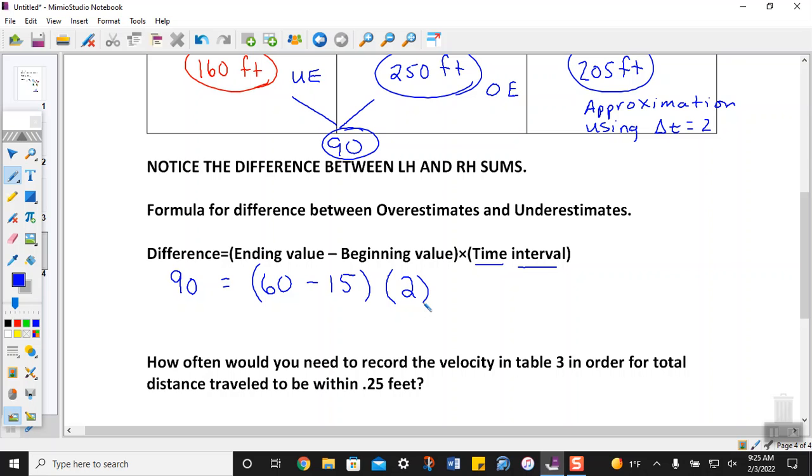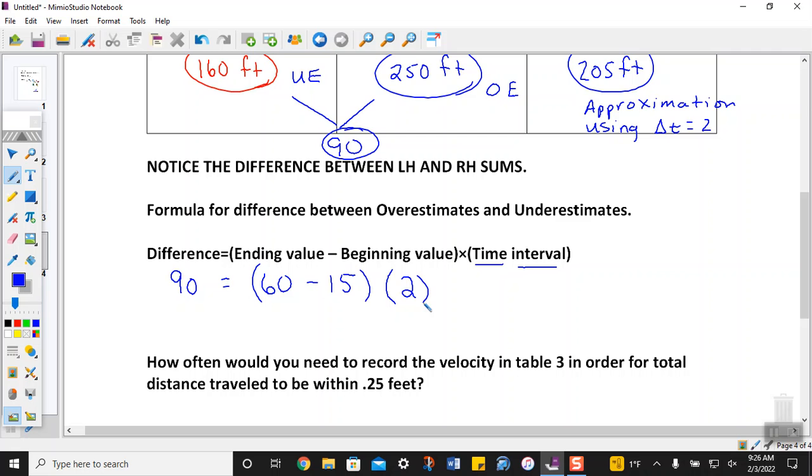and my overestimate. Here's the concept that comes from this. Down below that, they say that 90 feet difference between the two is a big gap. We'd like to shorten that gap. So they ask, how often would you need to record the velocity in your table in order for the total distance traveled to be within how much of each other? 0.25. They're saying I only want 0.25 feet between my underestimate and my overestimate. 0.25 feet is basically within 3 inches. How often do I have to measure that?